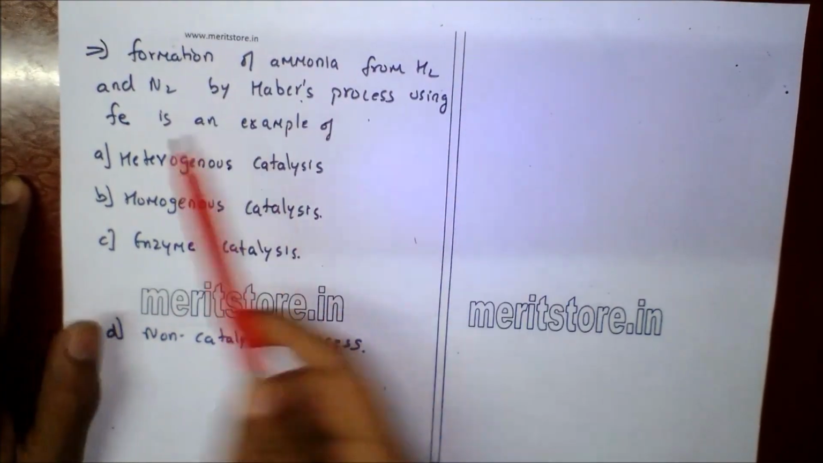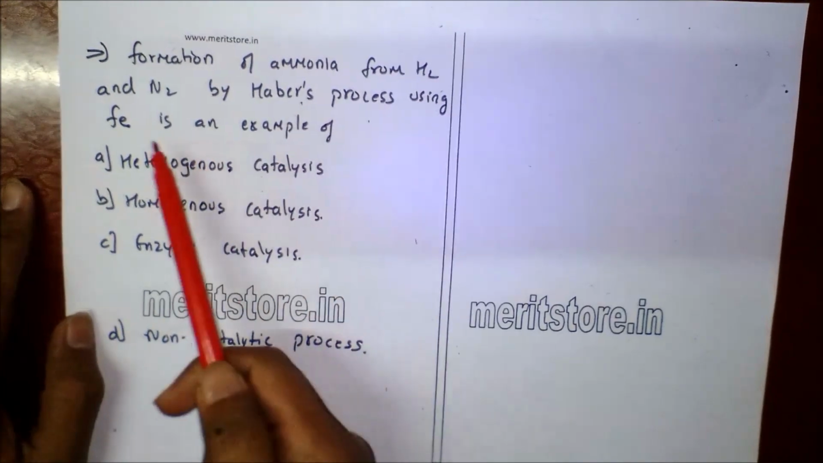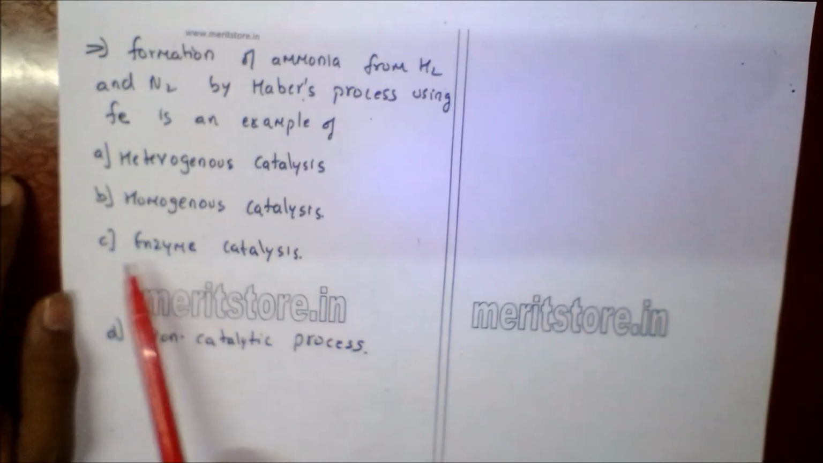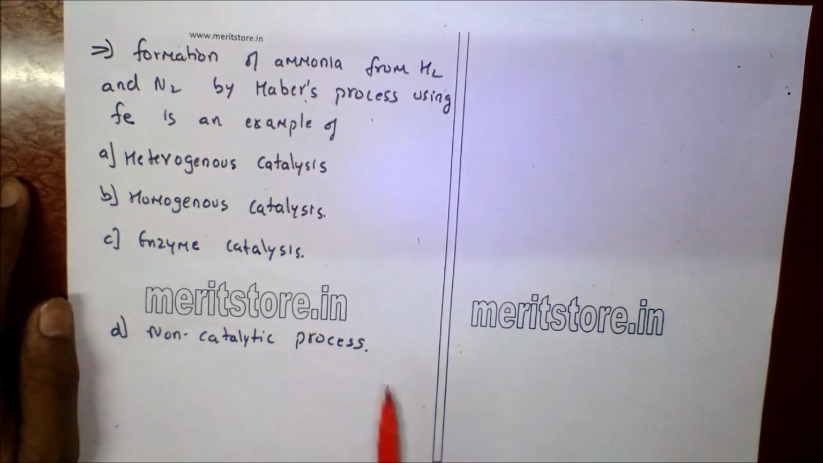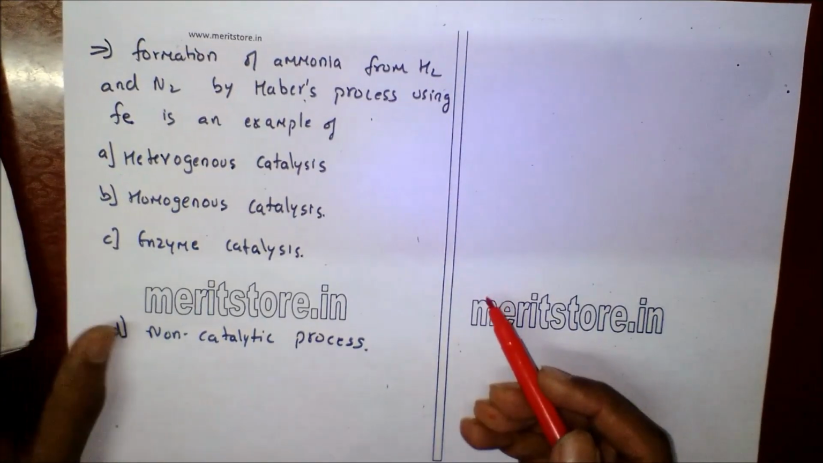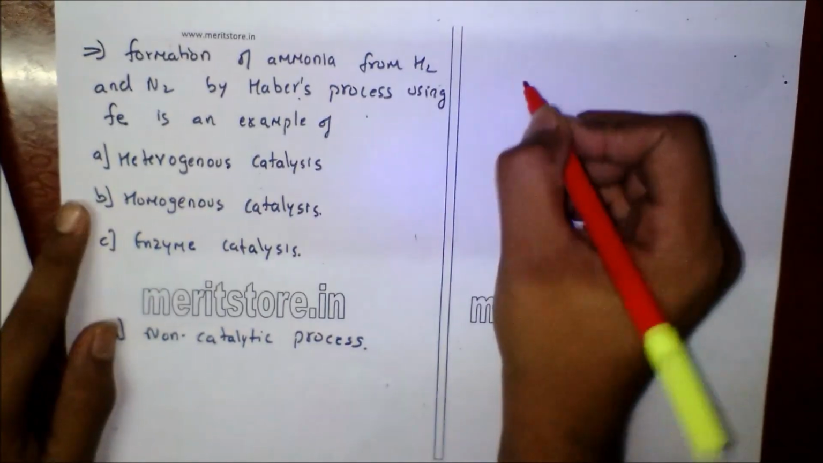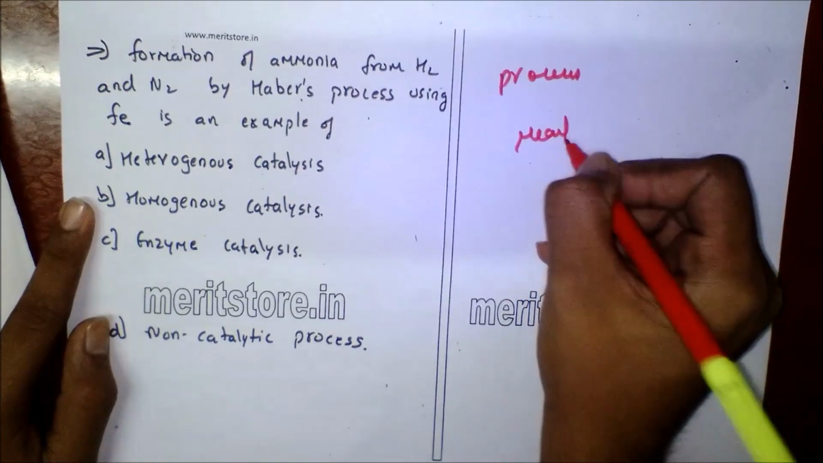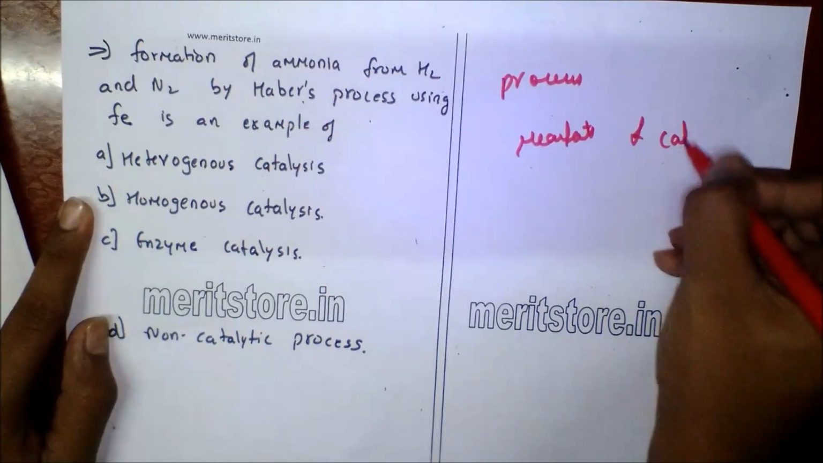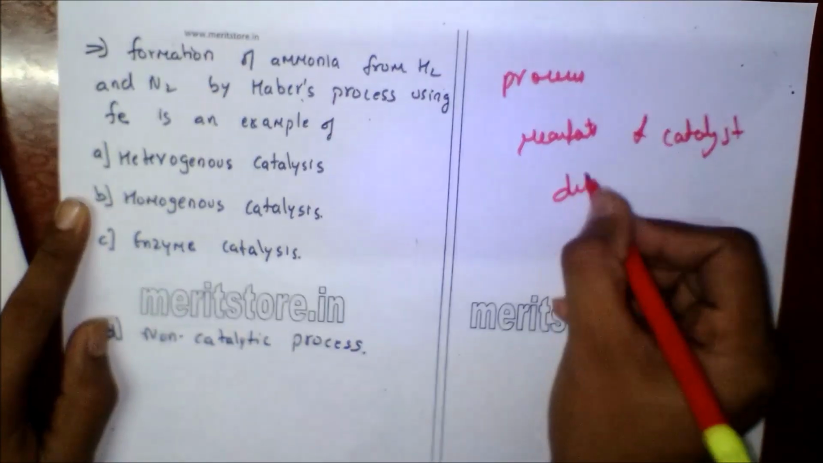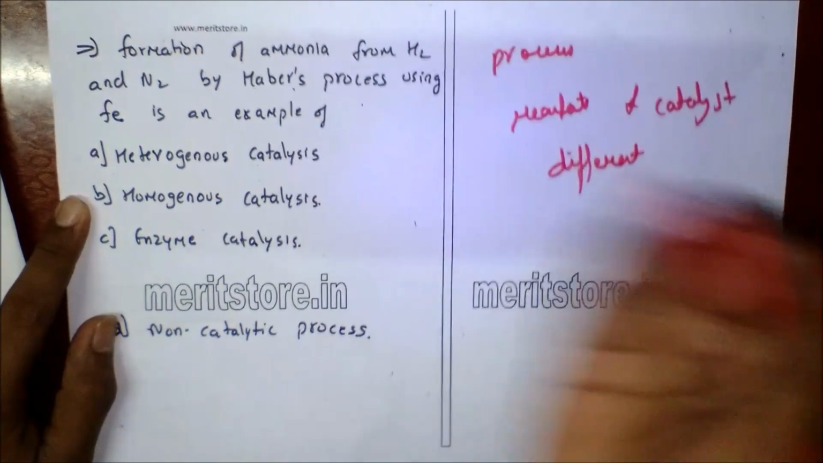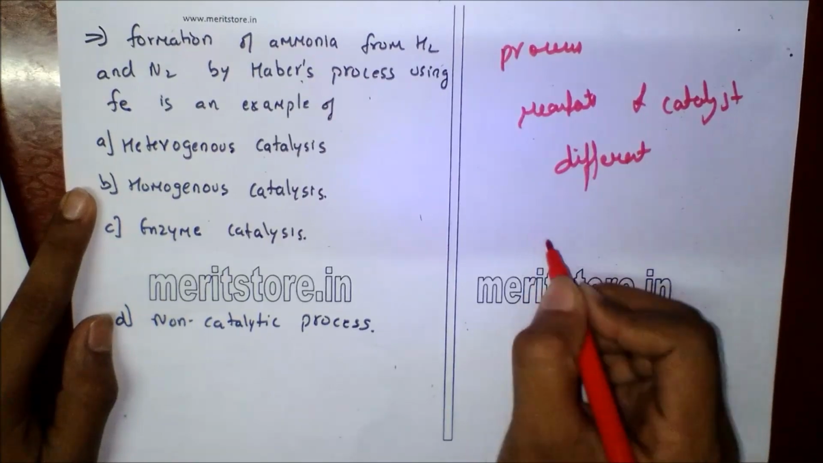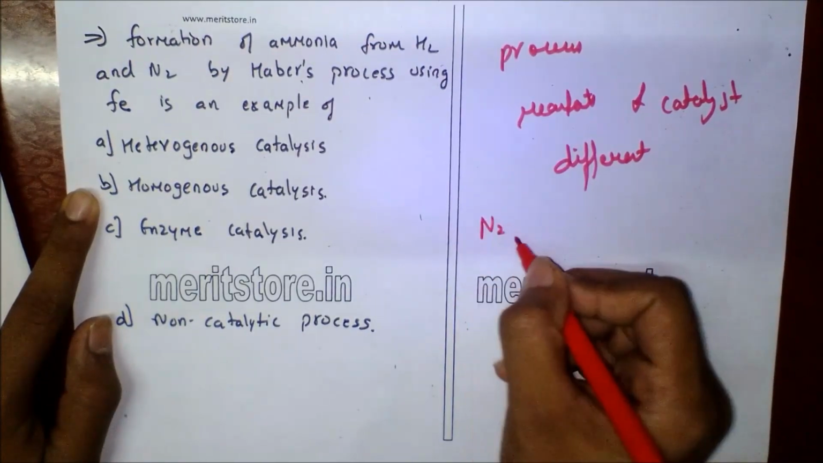Formation of ammonia from H2 and N2 by Haber's process using Fe is an example of A. Heterogeneous catalysis, B. Homogeneous catalysis, C. Enzyme catalysis, D. Non-catalytic process. Now, the catalytic process in which the reactants and the catalyst are in different phases is known as heterogeneous catalysis.